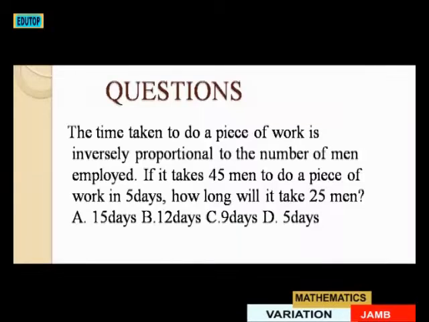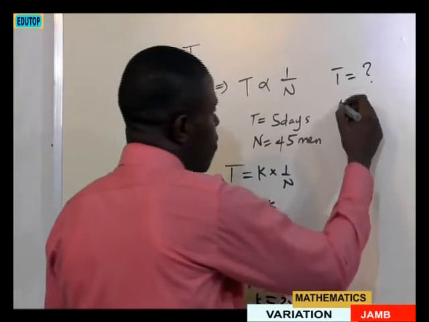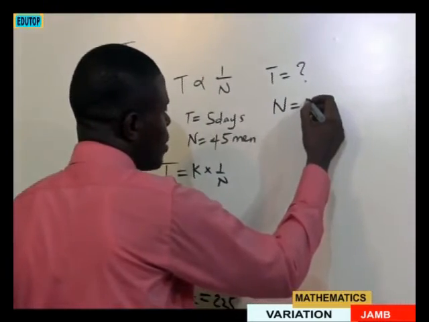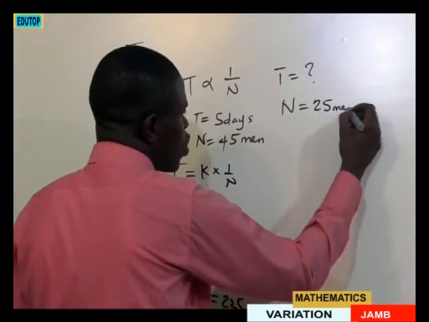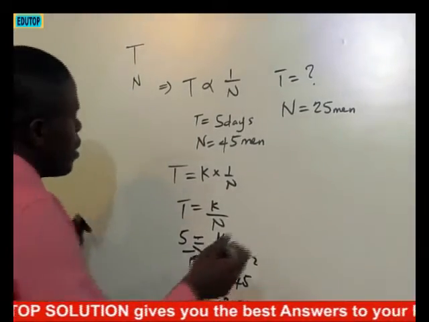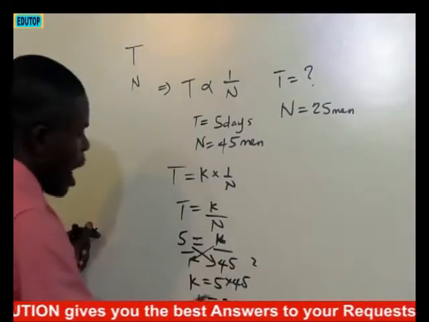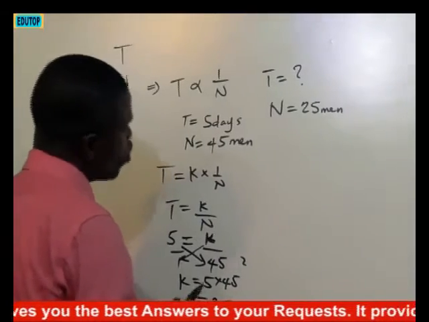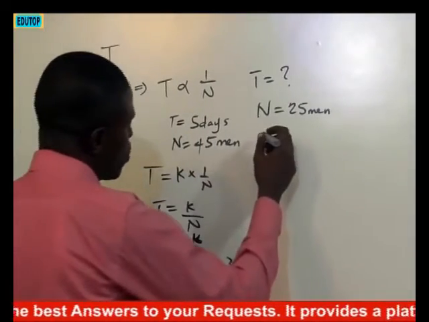A piece of work in 5 days. How long will it take 25 men? So how long means the time taken. Then the number of men that we have in that system is 25 men. So in that situation, since we have gotten an expression for our k, we can return the equation back to normal and substitute the value of k as what?